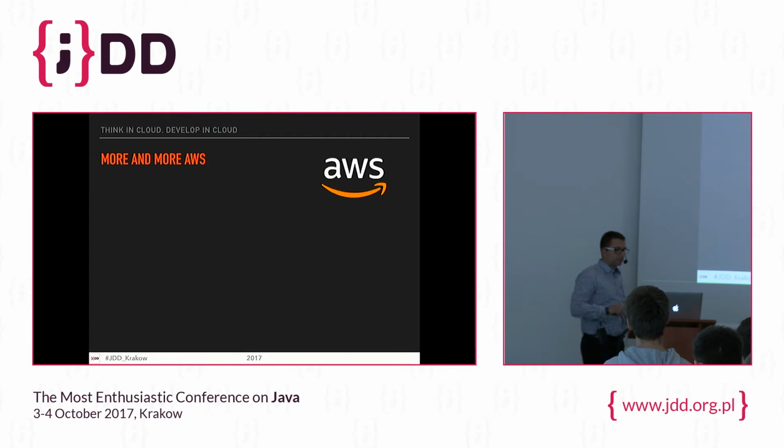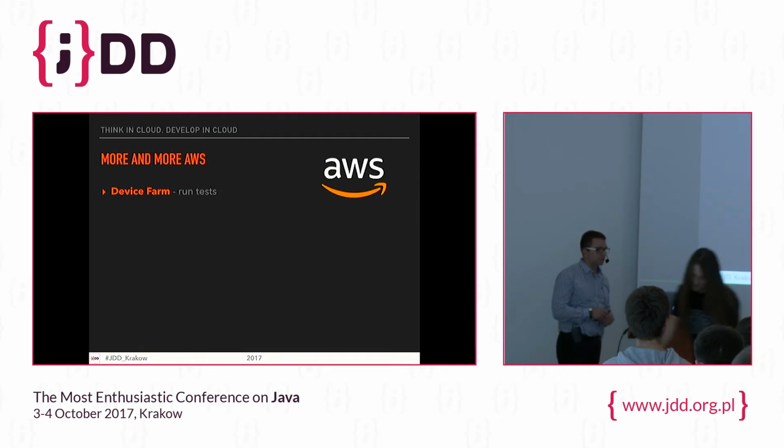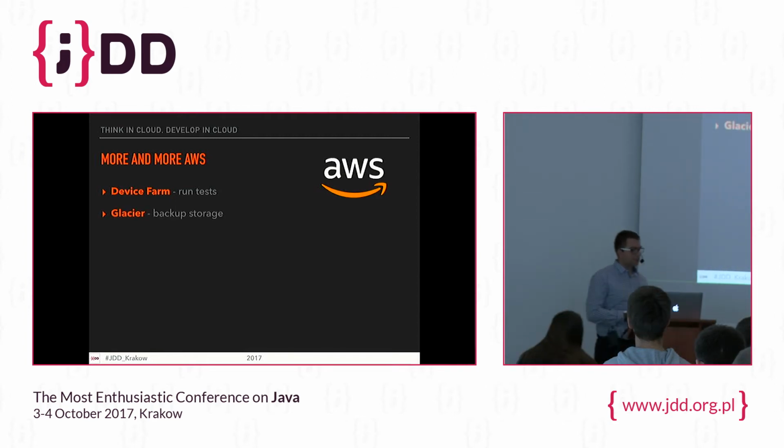So, more and more, AWS Device Farm. How many mobile developers do we have in here? Just a few, but okay. It allows us to run our tests in AWS infrastructure on the devices. So we can borrow lots of devices to run those tests. Glacier, which is backup storage.